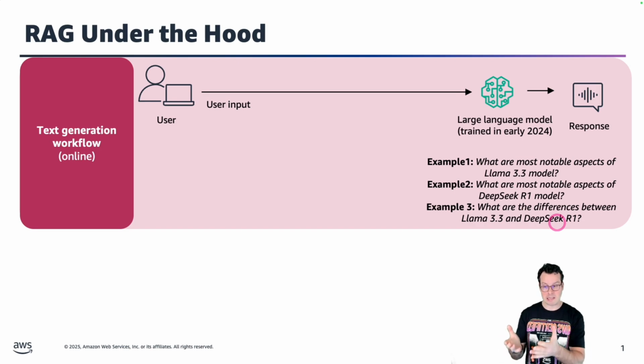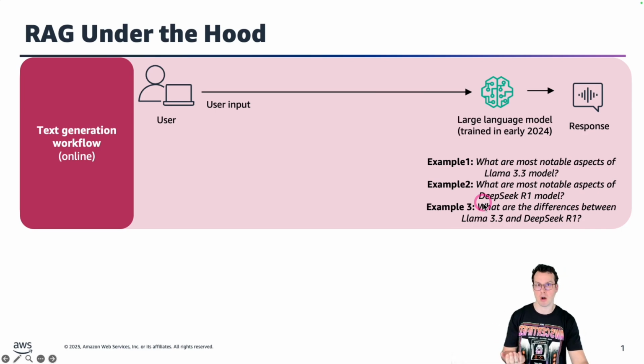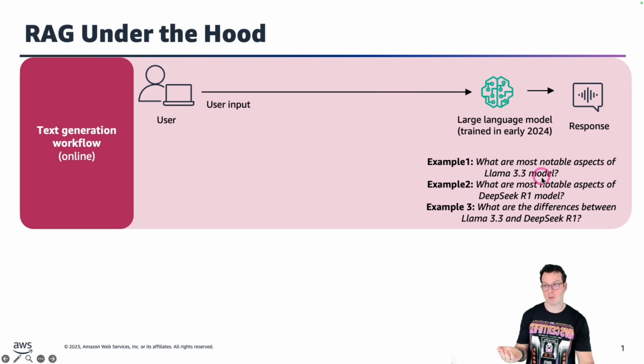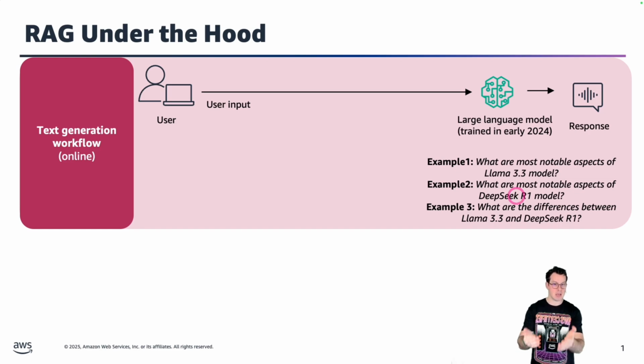Now, here with this text generation workflow, we already see this is not going to work, because what the user is asking about are questions that require the model to have very, very recent knowledge. The Llama 3.3 model was released at the end of 2024, and the DeepSeek R1 model was released in January of 2025. So this large language model, whose internal knowledge stops in early 2024, is either going to try and make something up that we can't rely on, that we can't trust, or it's just going to say, I have no idea what you're talking about. This stuff does not exist.